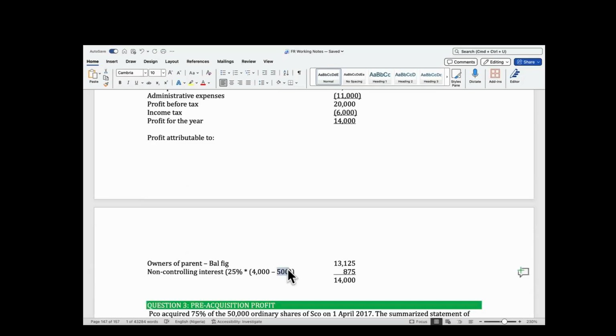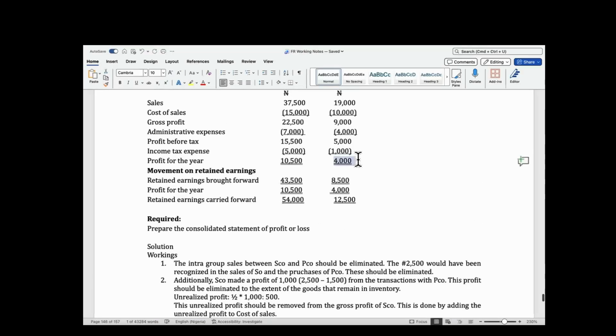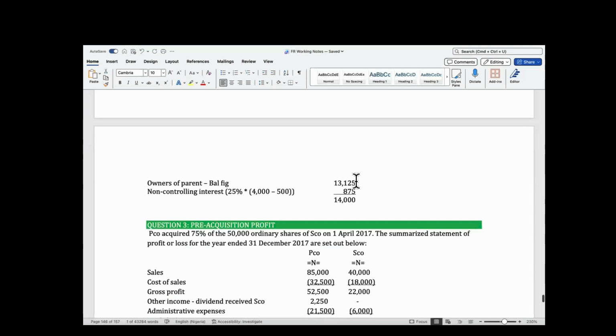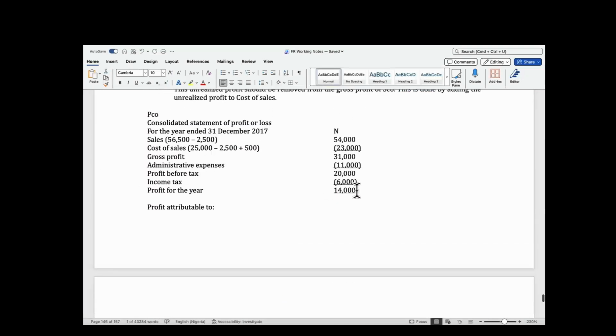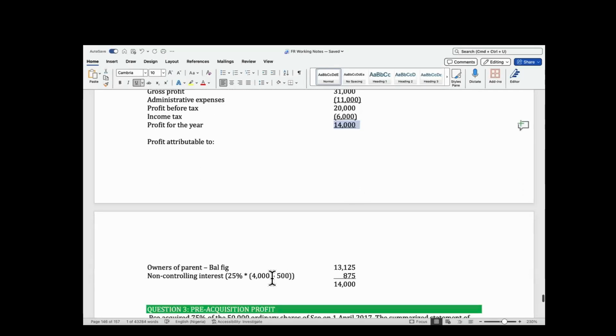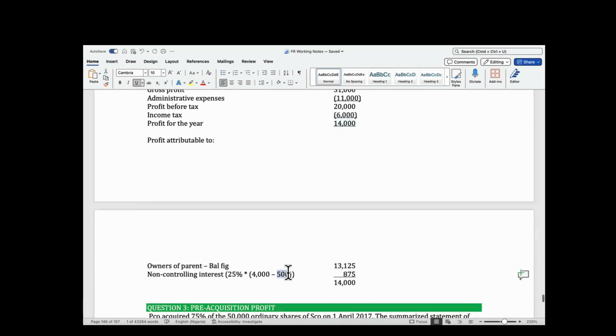Since we are picking this 4,000 raw from the face of the account that we have not adjusted, we need to manually remove it. This 14,000 that we are sharing does not include that profit. It has been eliminated. This 14,000 excludes that profit. So that's why we are manually removing. It has been removed ordinarily from this group profit, so we just have to manually remove it.